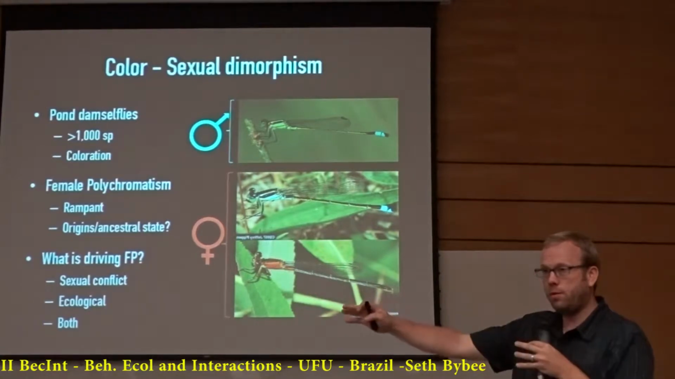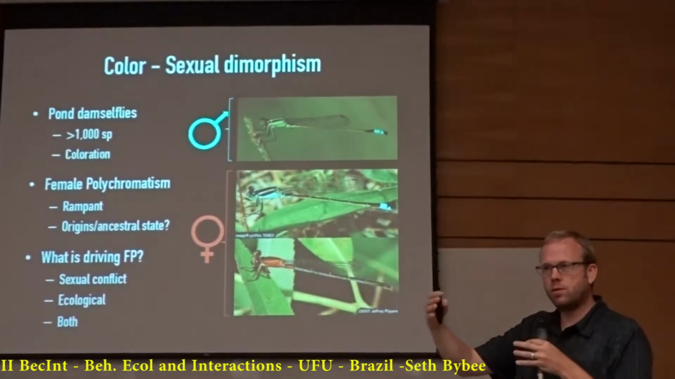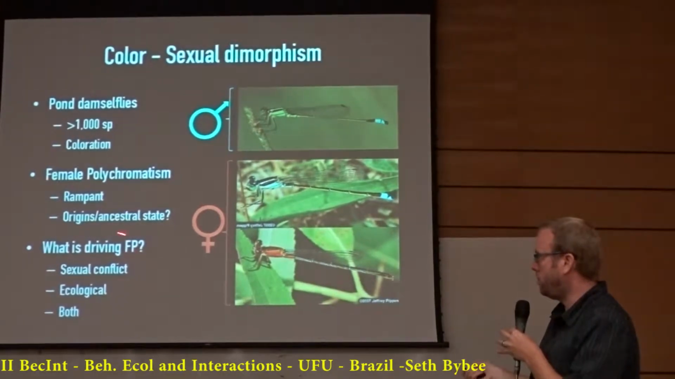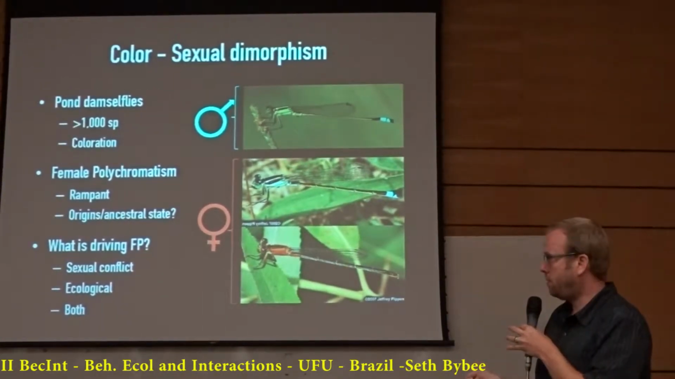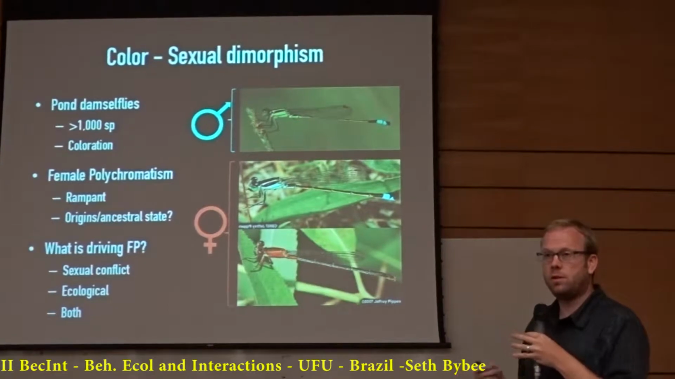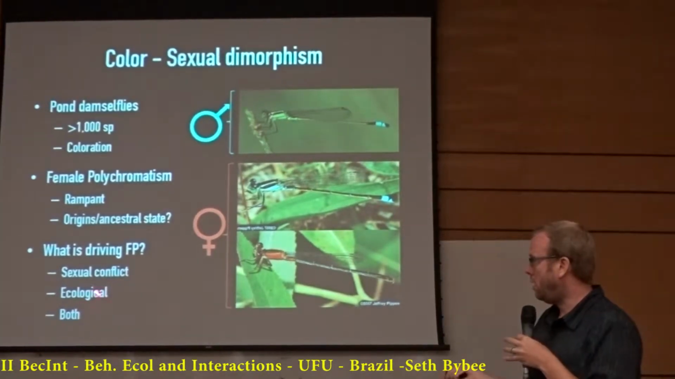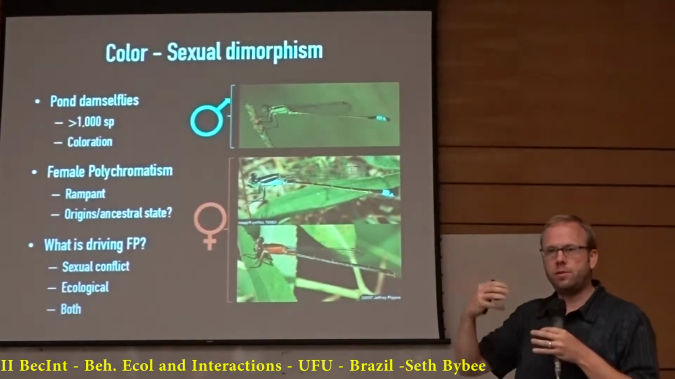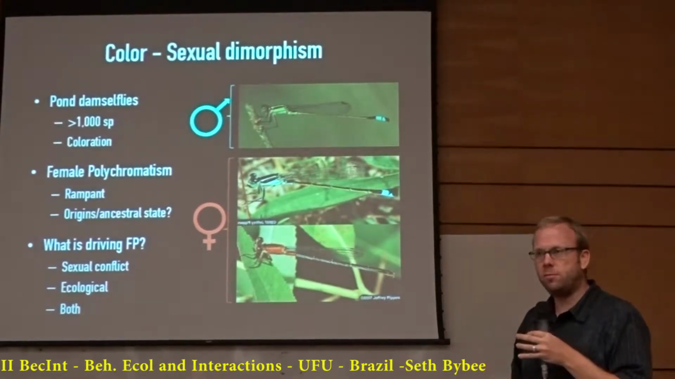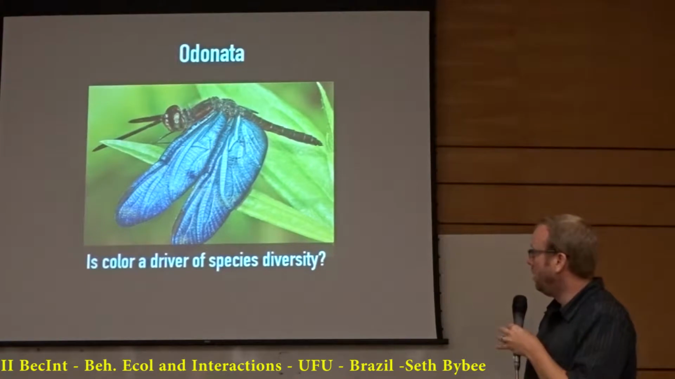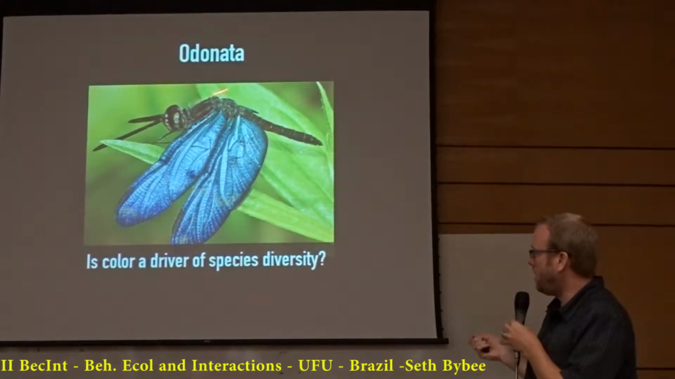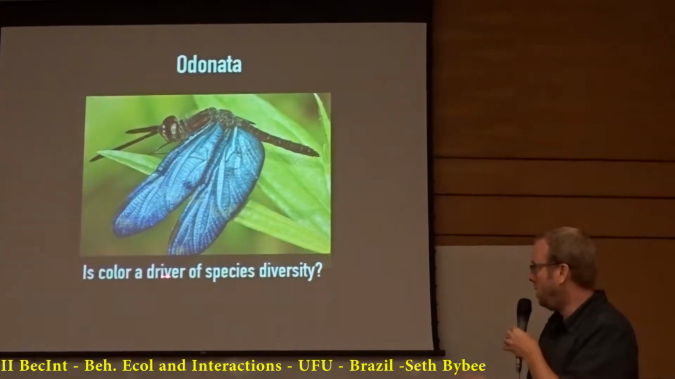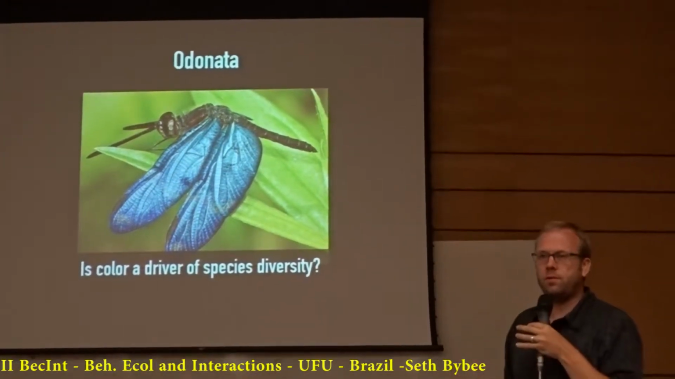It's all throughout the group, but we don't know whether that's an ancestral state or whether it was evolved multiple times. And we have these questions of what's driving female polymorphism. There's different examples where it looks like it might be sexual conflict driving it. Other examples where it may be the ecology, an ability to deal with the sun's rays, or maybe even a combination of both. So using Odonata, it's a really great opportunity to ask a very simple question: is color a driver of species diversity?